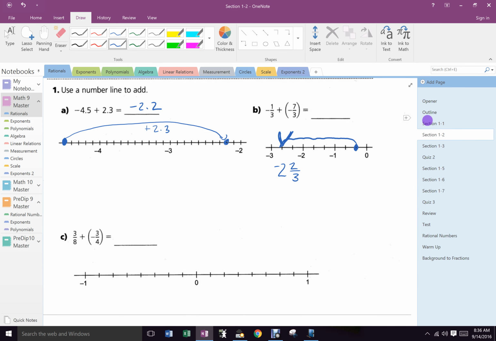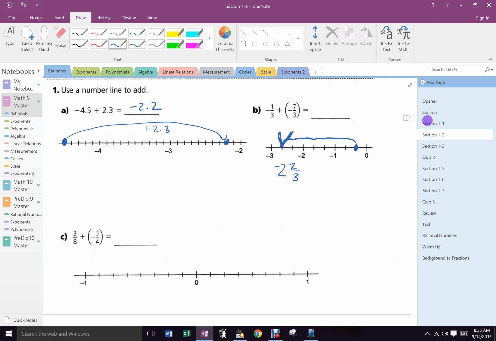Why is C weird? You do have a number line. Oh, you don't have a C? Is it on the next page? No. Son of a B. Okay.